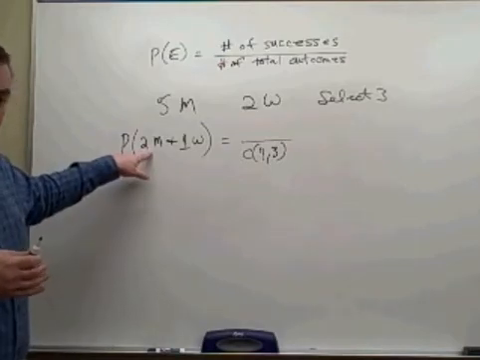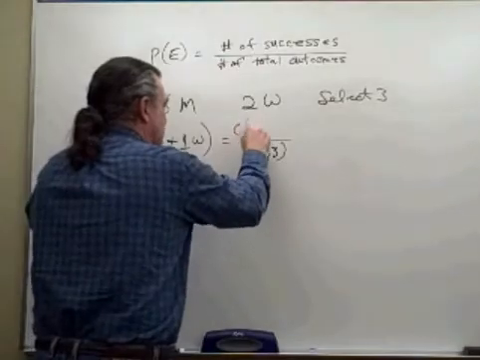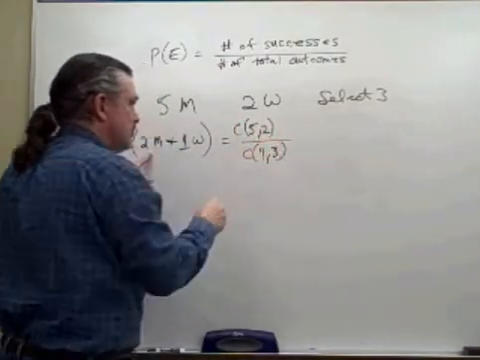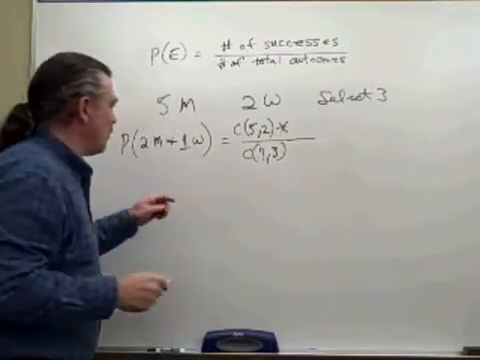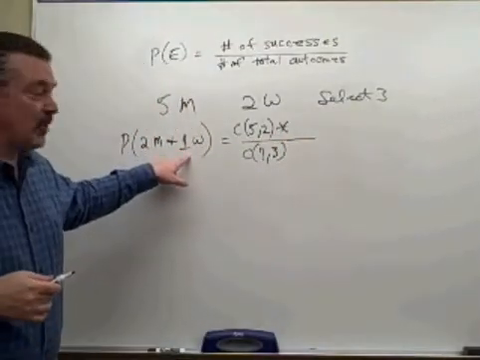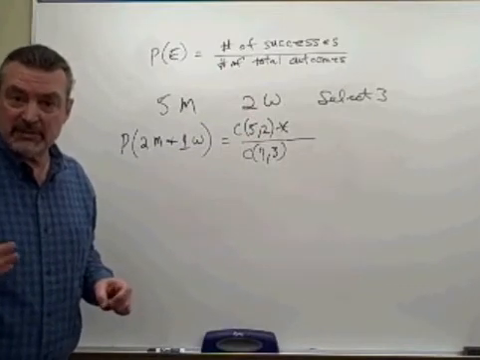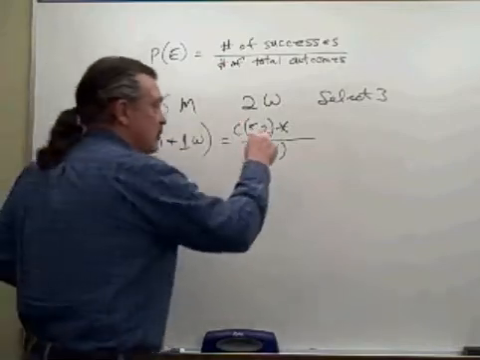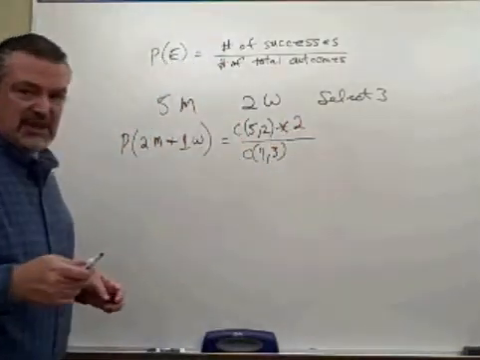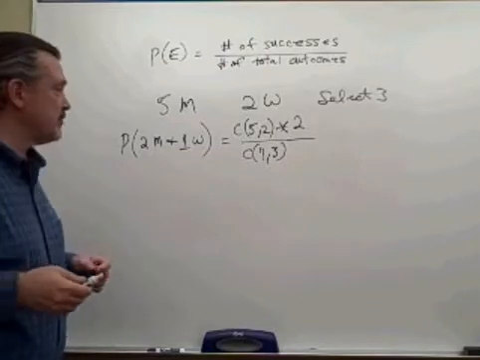So how many different ways could we get 2 men out of the 5 men? That would be a combination of 5 taken 2 at a time, times how many ways could we get 1 woman out of 2? Oh, remember, you're only choosing 1, so keep it simple. If you're choosing 1 woman out of 2 women, there are only 2 ways you could do that. So it doesn't have to be thought of as a combination. If you have 2 and you're choosing 1, there are only 2 ways you can do it.